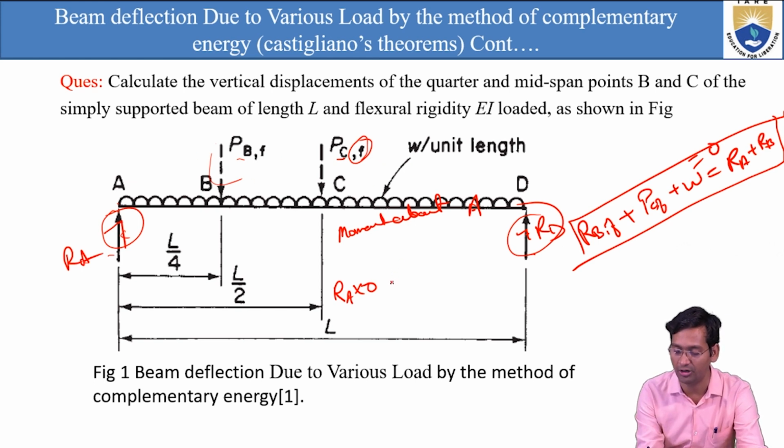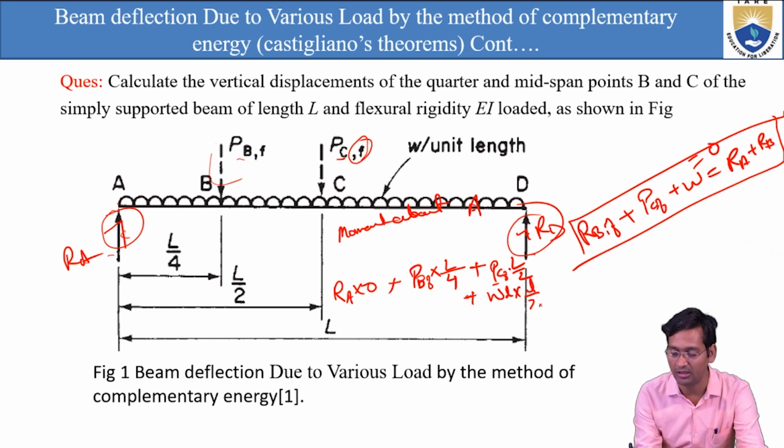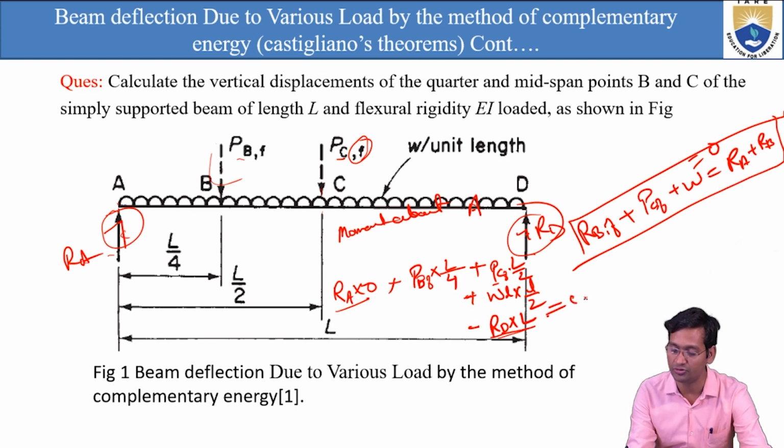Then the downward forces create moment: because of PBF, PBF into L by 4, plus for this one, PCF into L by 2, force into perpendicular distance, from here to here. And these two act downward. The UDL, WL is the total load, and it acts at L by 2, so plus WL into L by 2, that is WL squared by 2. And the upward RD gives RD into L. RA into 0 is over. So now from here we can find RD, and that must equal 0.